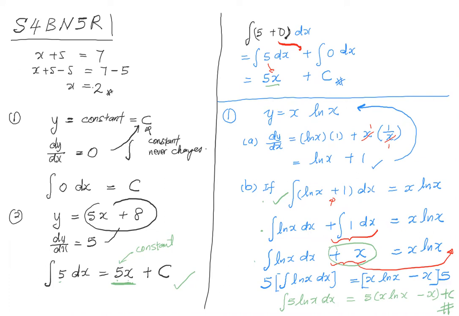So I told you already, this is question one. For the part B question, if you look at this question first, they ask you to find dy/dx, then they ask you to find the integral of 5 ln x. This question goes like that. They give you y equal to x ln x. Part A, they ask you to find dy/dx. Part B, they say hence find the integral of 5 ln x dx.